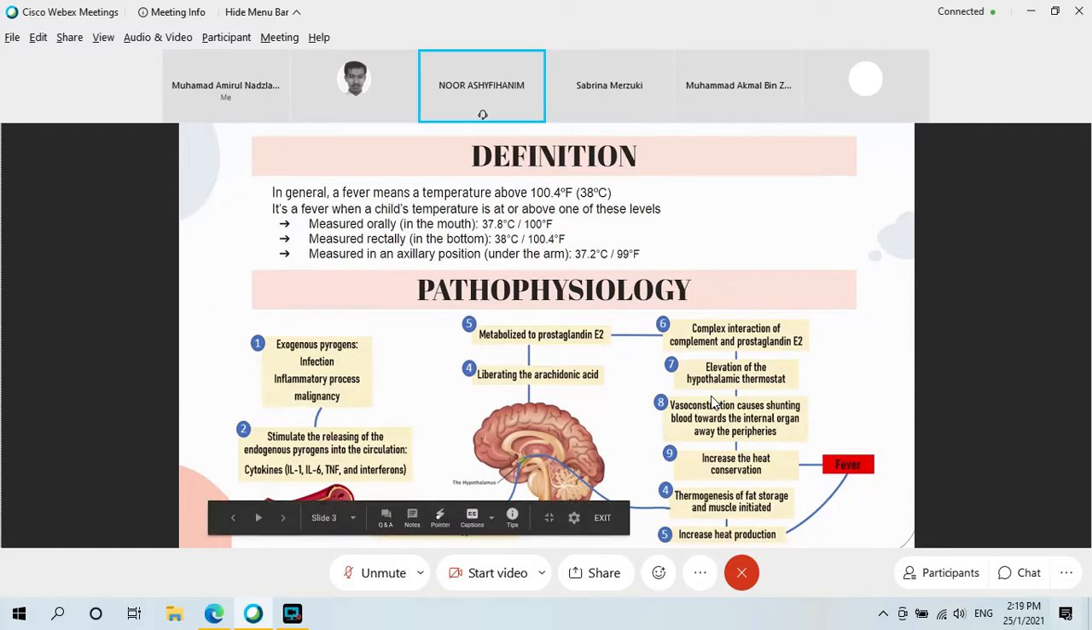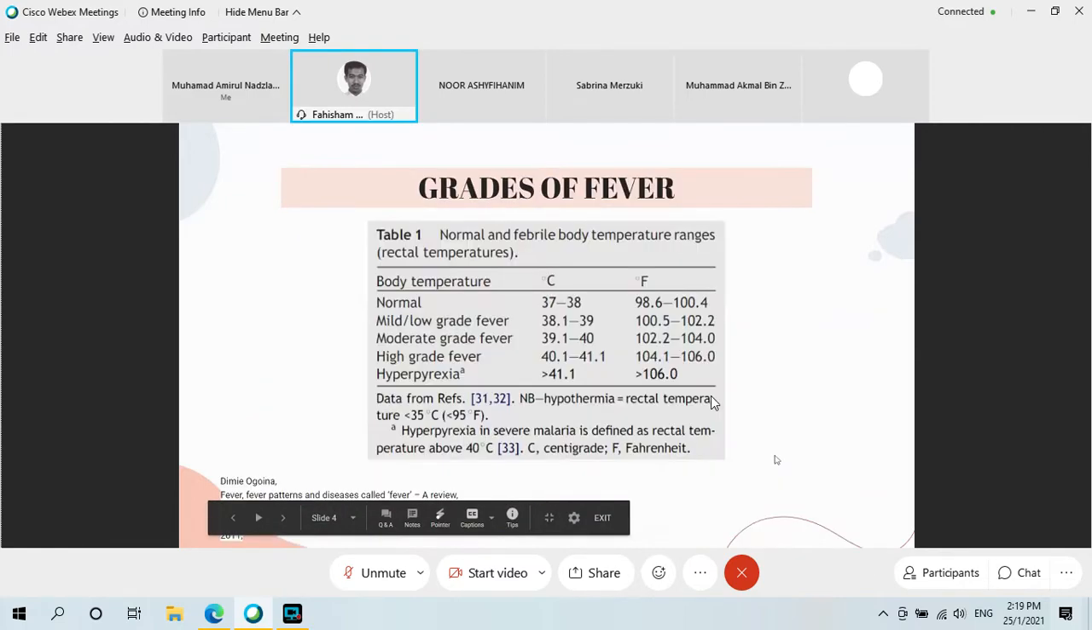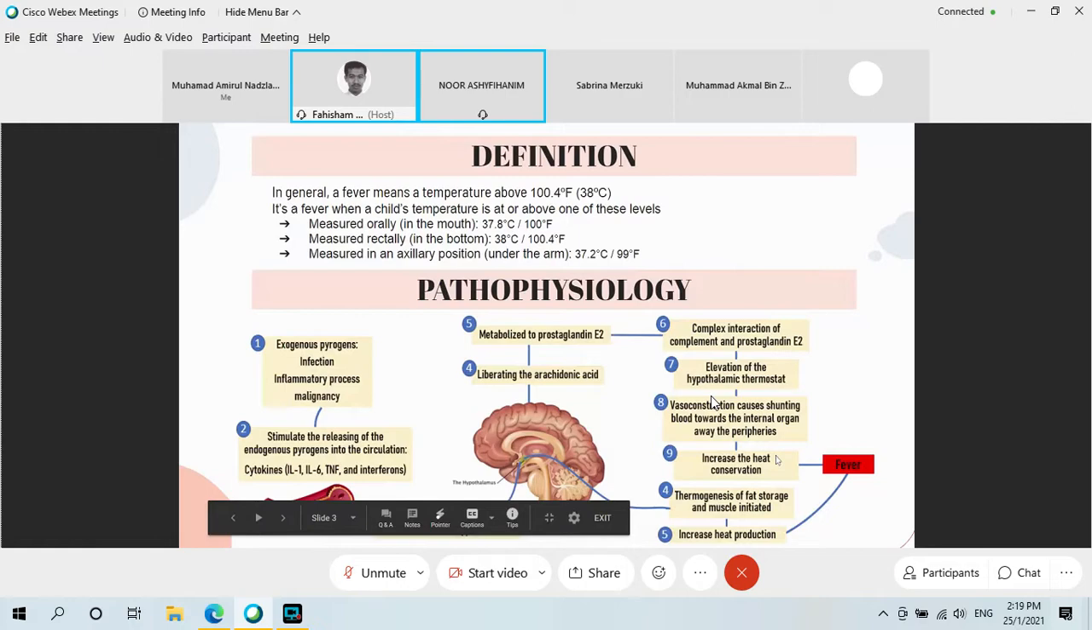Hanim, can you tell us what's the purpose of having this? Why does the body start to produce fever? I mean, I know it's in response to whatever the exogenous pyrogen, but why?